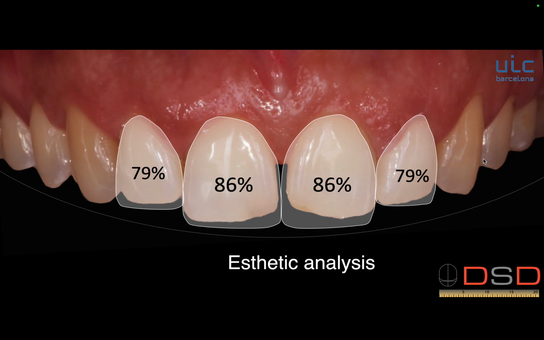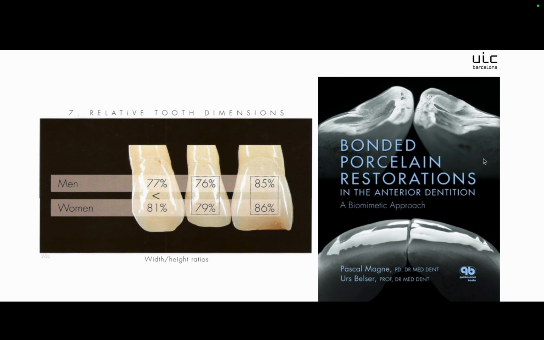And as we know, we have the golden proportion between 75 to 85% of the dimension. So here we can do a little bit of enlargement of her teeth. Here we have the golden percent between men and women.